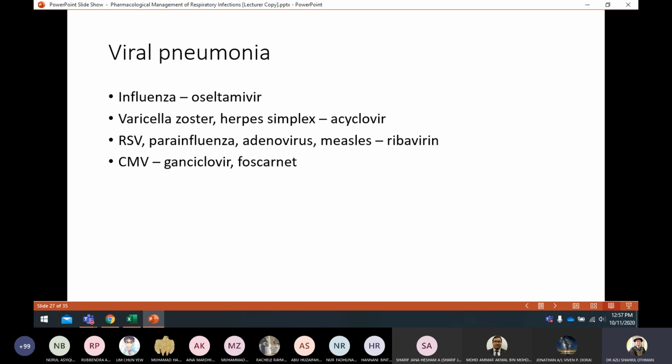Similar to ganciclovir is foscarnet, which we are going to discuss in a while. Influenza can be treated with oseltamivir, which is your neuraminidase inhibitor. Varicella zoster and herpes simplex causing pneumonia can be treated with acyclovir, similar to CMV. And for your other viruses there, you can use ribavirin. These choices of empirical therapy are based on the Malaysian clinical practice guideline. So these are the examples that I am giving you.